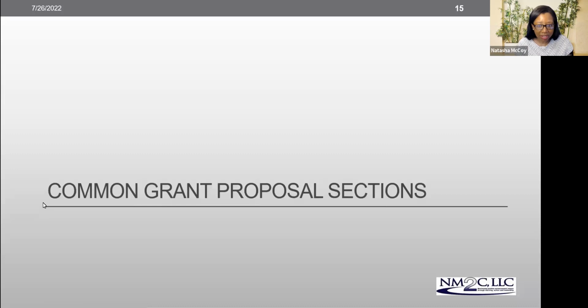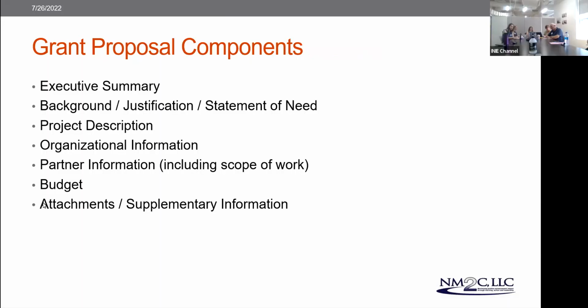Next, we go into common grant proposal sections. So common grant proposal components, there are some components that are repeated in every grant opportunity because it gives the information the funder needs and helps them determine who they're going to give funding to. So you're looking at providing some form of an executive summary, the background justification, statement of need, project description, organizational information, partner information, budget, and some form of attachment or supplementary information that supports the information that you provided and presented in your proposal.